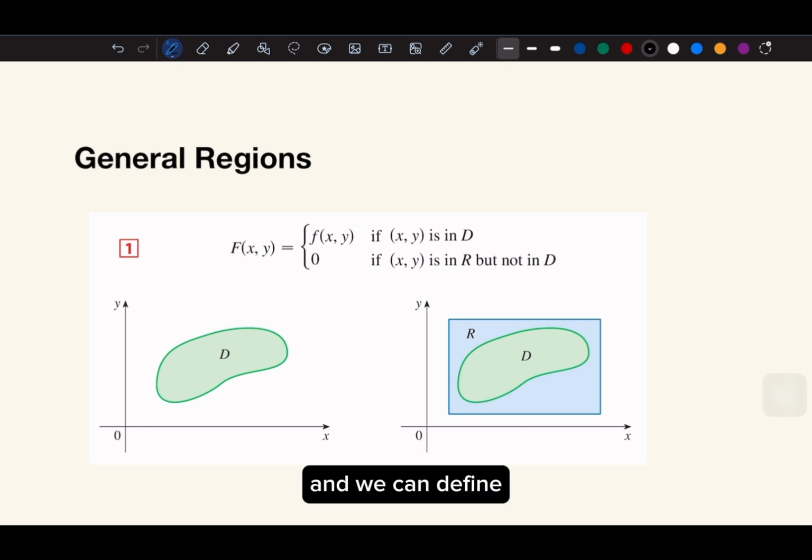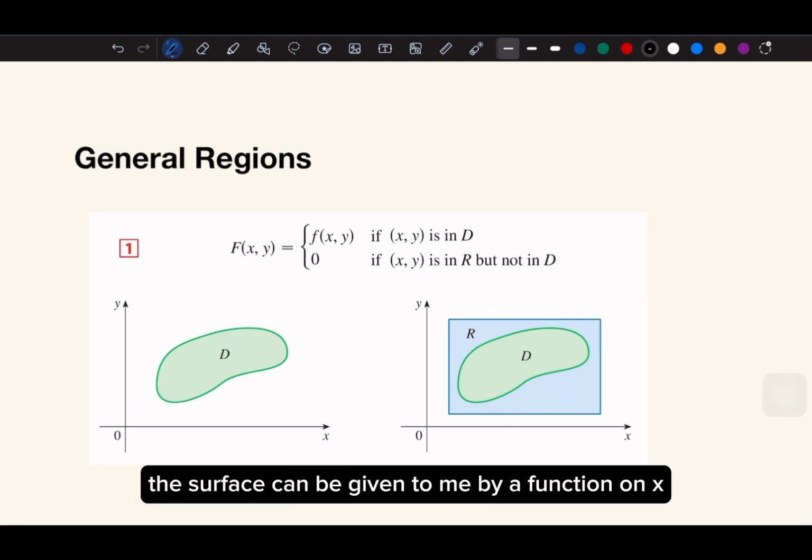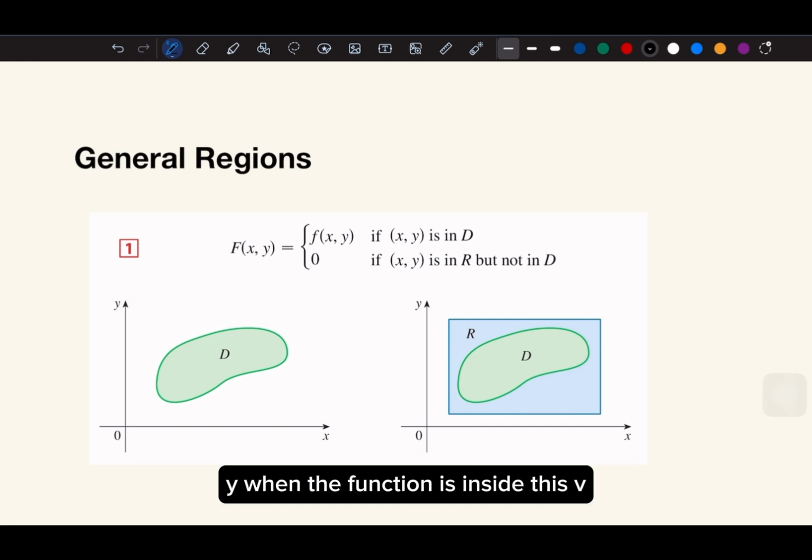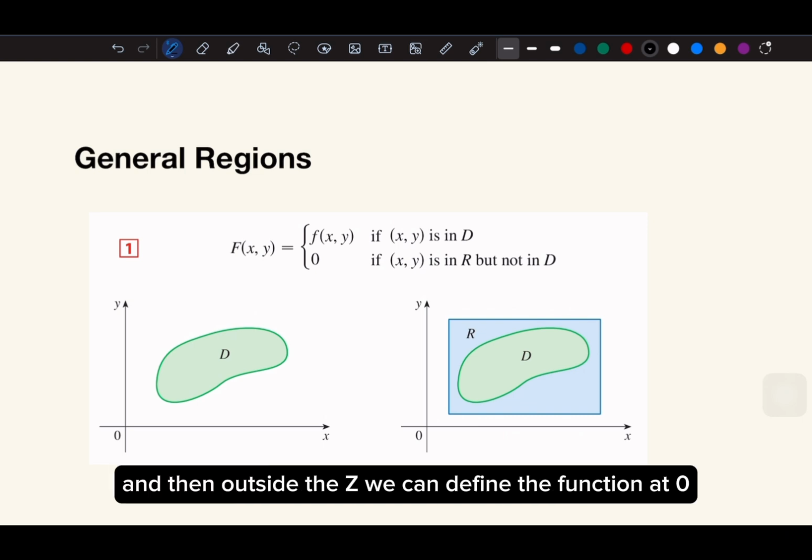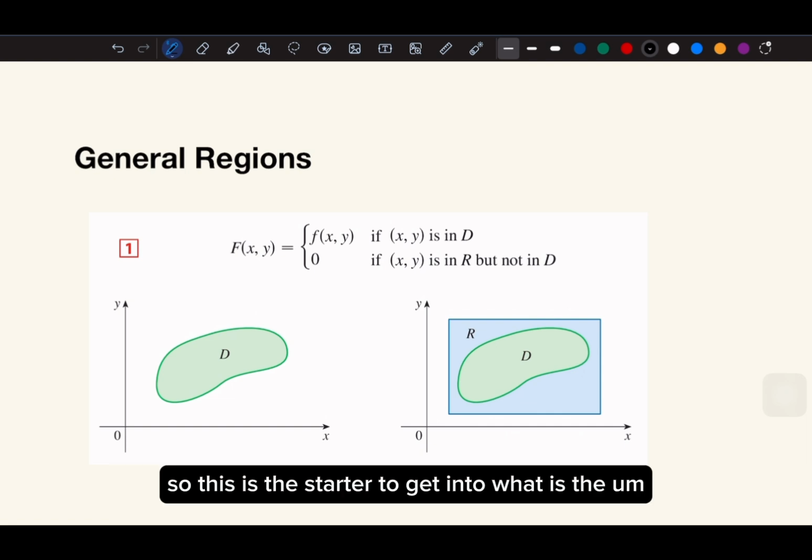And we can define the expression. For example, the surface can be determined by a function on xy when the function is inside this D. Okay? I mean, in all this interval. And then outside this D, we can define the function as 0. Okay? So this is a starter to get you into what is the approach.